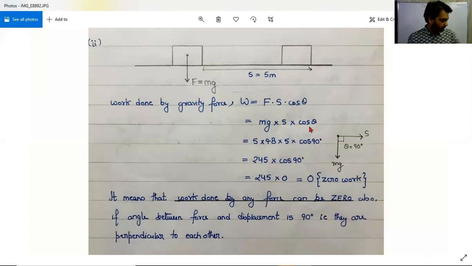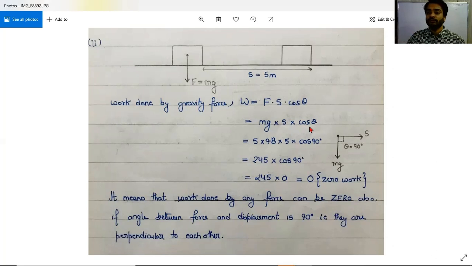Now what is theta here? This is important now. What is the value of theta? Look, gravity is vertically downward, always. And displacement is forward. So what is the angle here? 90 degree. So cos 90 is 0. And 0 into 245, we are getting the answer 0. So work done is 0 by gravity in this case.